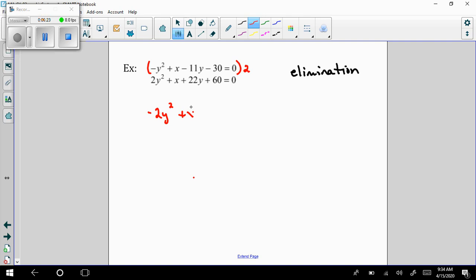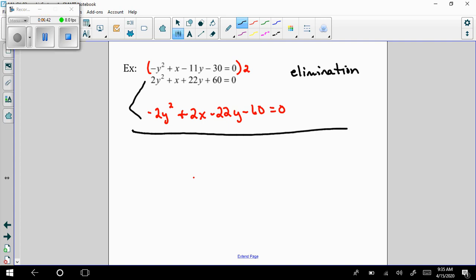plus x plus 2x minus 22y minus 60 equals 0. And if I go ahead and add these two together, I can save myself a step. So I get 0 there, I get 3x, my y's cancel, my constants cancel, so I get 3x equals 0. So I get one value of x, x is equal to 0.